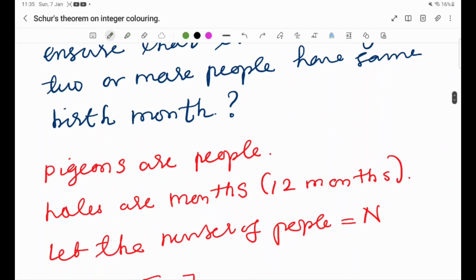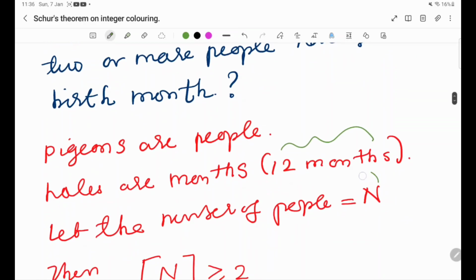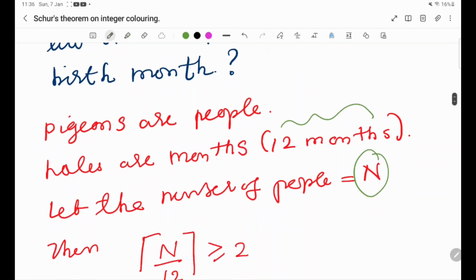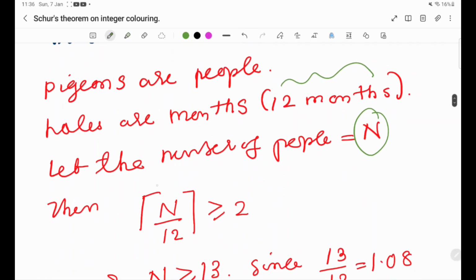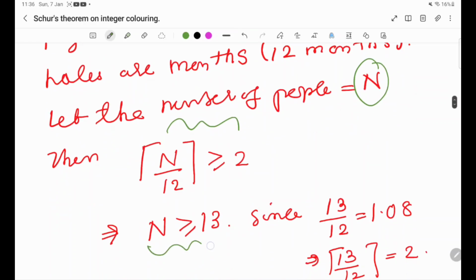So the pigeons are people here, and the holes are months. So there are 12 months. Let the number of people be n. What does the pigeonhole principle say? There are a number of pigeons and a number of holes, and then for appropriate n and k, there is one hole containing two or more pigeons. So that formula is floor of n by 12. Here we need two people to be put into the same month, so this has to be greater than or equal to 2. Floor of n by 12 is greater than or equal to 2, so n is greater than or equal to 13.